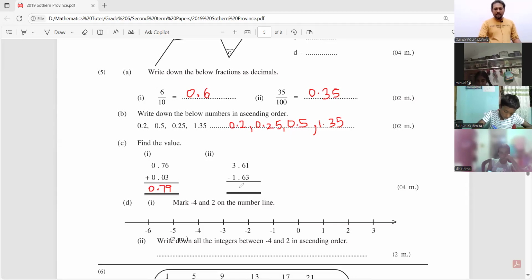Next one, subtraction. Also, first you keep the decimal point in correct position, then normal subtraction you do. 11 minus 3, 8. And here is 7. Sorry, here is 5, no? 5. Then 15 minus 6, 9. And this digit should be 2. 2 minus 1, 1. Right? Simple D.